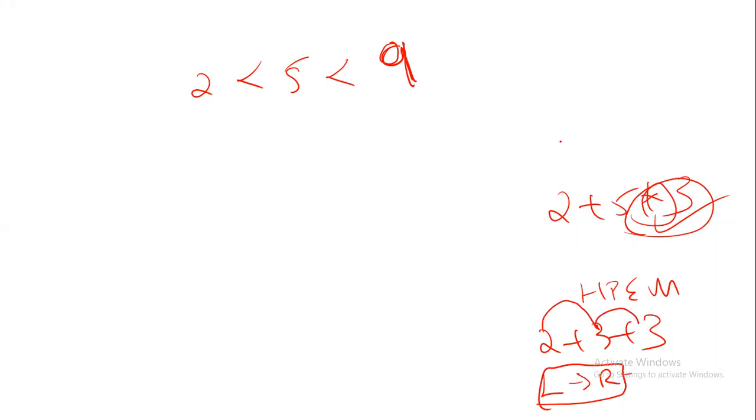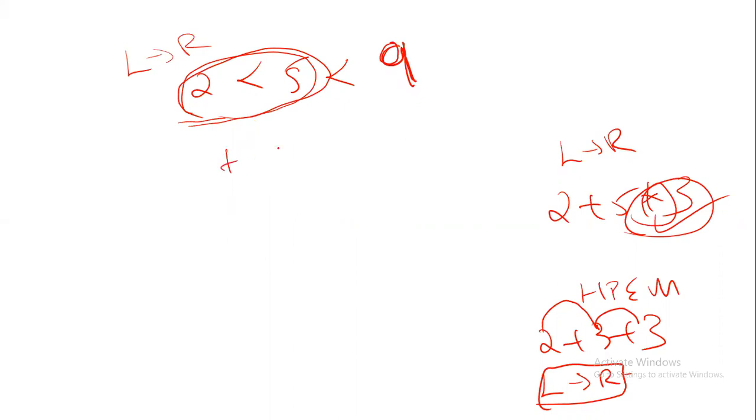Do you remember that I taught you left to right? Yes. Now here we have to solve it from left to right, which means this is the first operation we have to do. I hope this is clear. Now what is 2 less than 5? When the compiler sees 2 less than 5, will it tell yes or no, true or false? What is the answer, guys? It is true, right? Yes, it is true. Then the other operator is kept as it is.